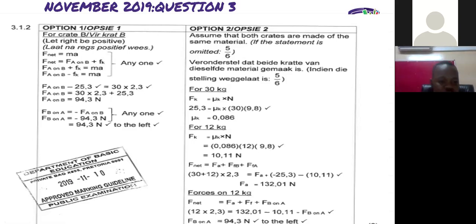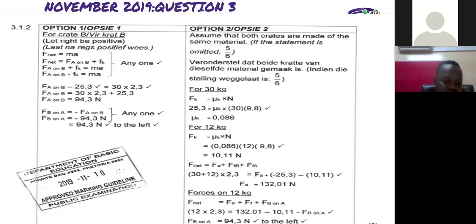Now, my dear learners, this is the force that crate A exerts on crate B. But remember what the question was. The question actually wanted the force that crate B exerts on A. Now, I can make a conclusion that the force that B exerts on A is then 94.3 newtons, and it will definitely be to the left.